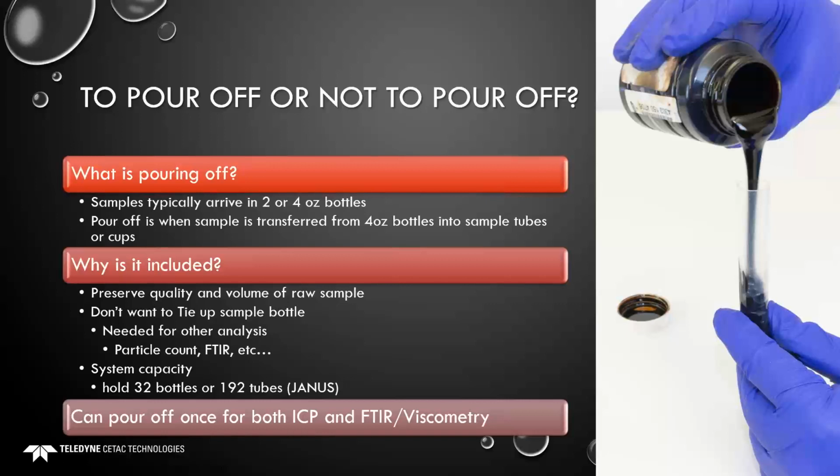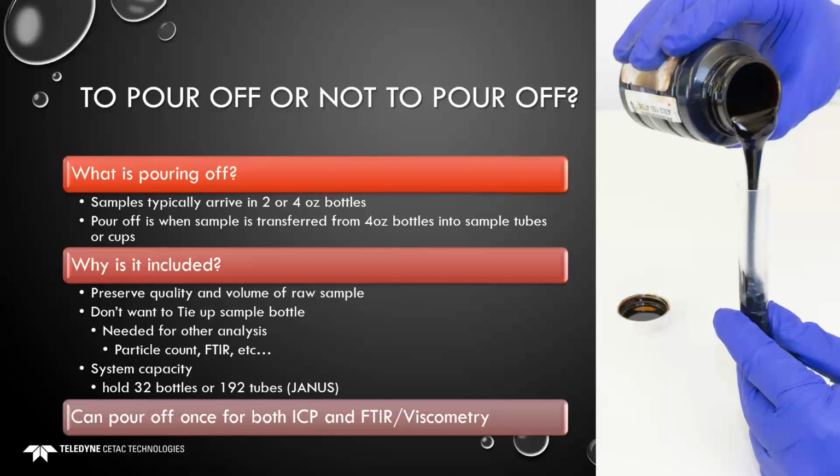And there's a few different reasons. One is you preserve the quality and volume of your raw sample. Then your bottle isn't actually being dipped into by other things, and that can help. There's a concern there about quality. It shouldn't be a big one certainly for this system, but it is something people are occasionally concerned about.